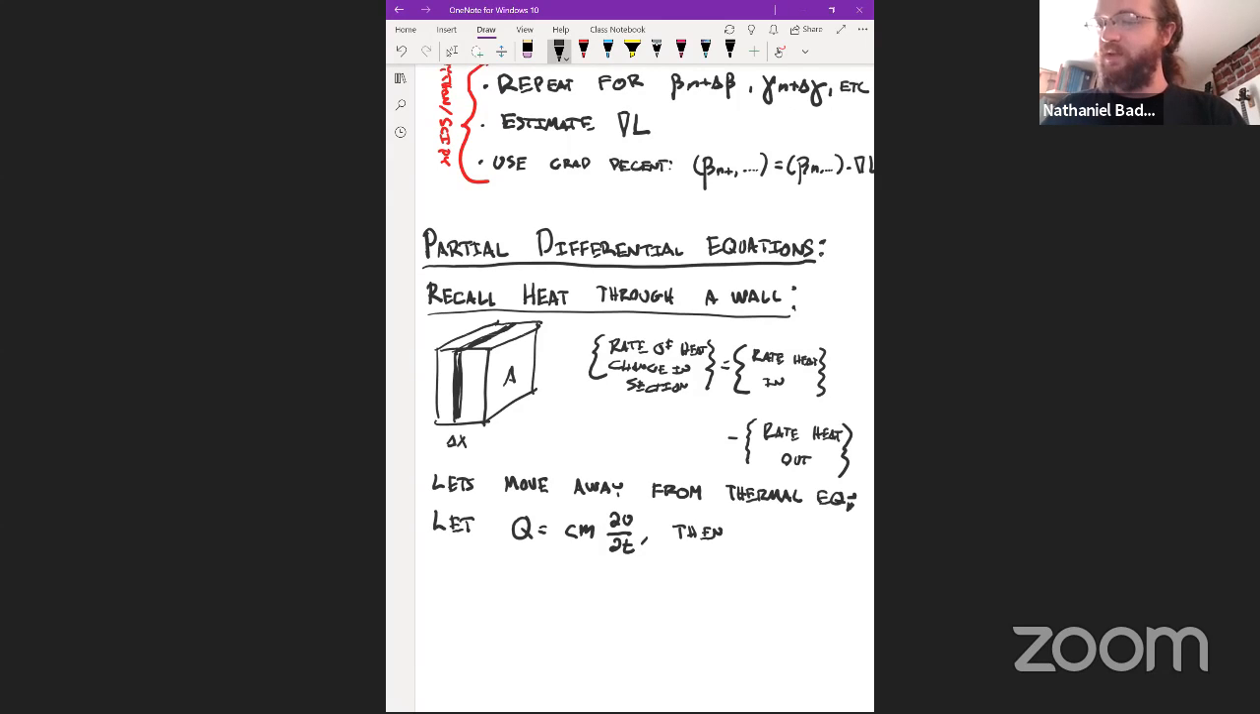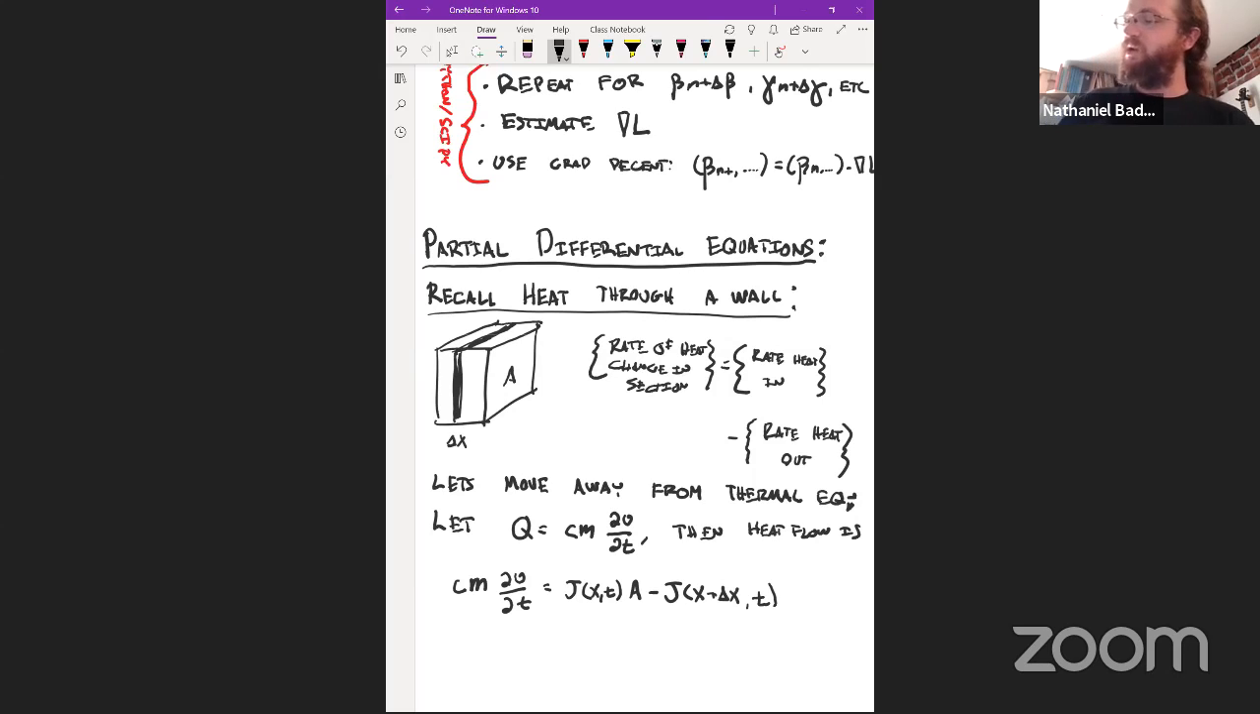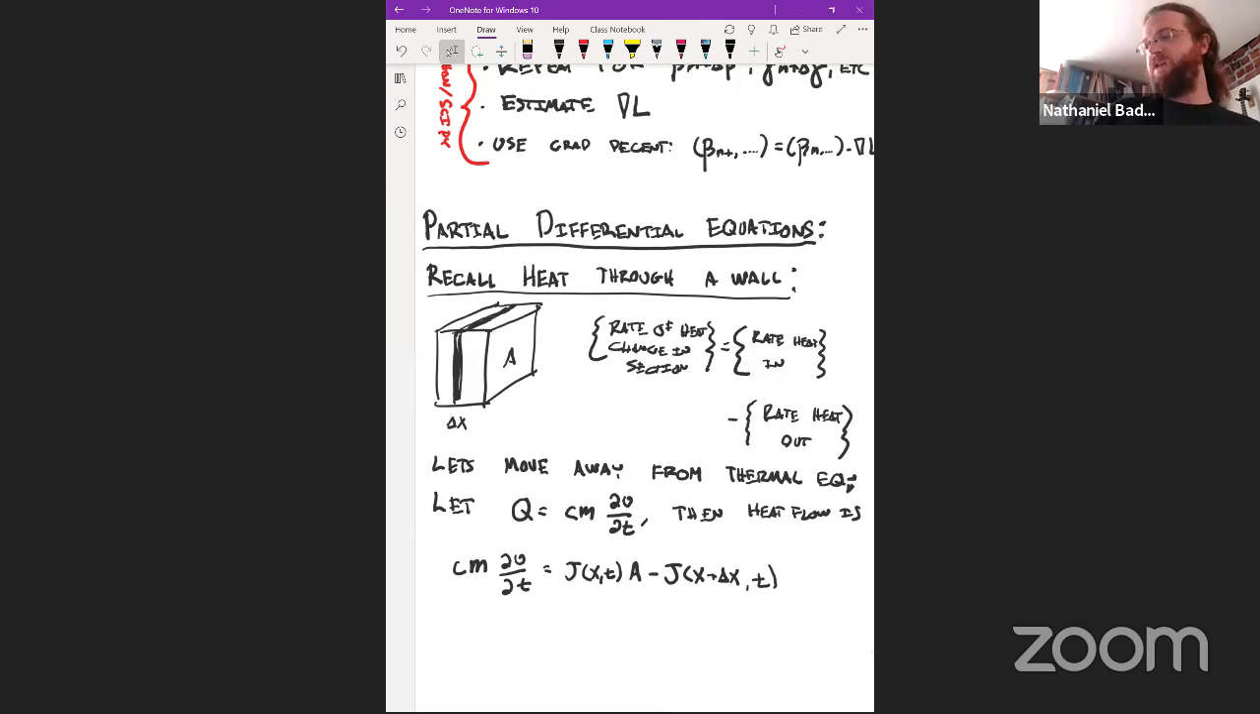Then we have the following. Heat flow is C m times partial u partial t, equal to J of x, t. So now, of course, everything is going to have a time dependence as well as a space dependence. So the heat flux at time t in position x is going to be the heat flux. So this is heat in, heat out.